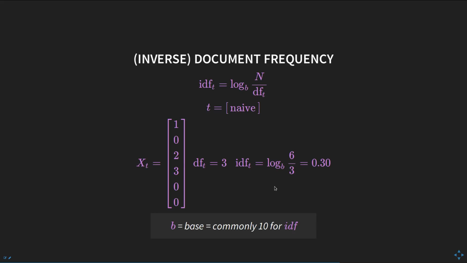So the formula is just take the logarithm with some base. Commonly for IDF it's 10, but it doesn't really matter. You can also take 2 or the natural log, whatever you decide on. And then you take the log of 6 over 3, where the total n right here is the total amount of documents in our collection, and then we divide it by the document frequency. So for naive, we have 6 documents, so it's 6 over 3, and taking the log, this will give us 0.30 as the inverse document frequency for this specific term.